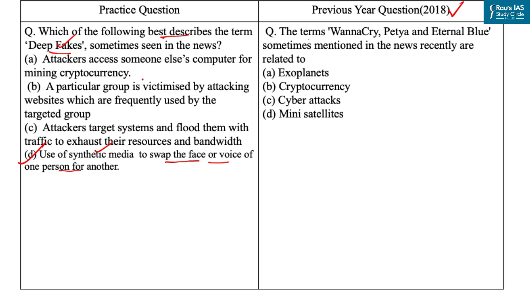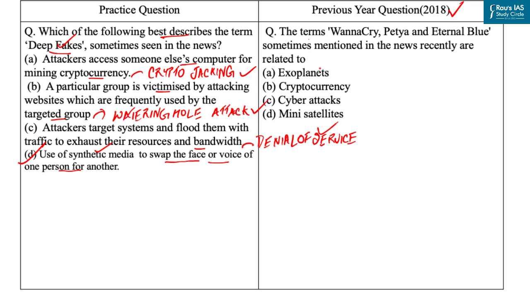Now let's see the other given options also. Attackers access someone else's computer for mining cryptocurrency. This is the explanation of the term cryptojacking. Next is a particular group is victimized by attacking websites which are frequently used by the targeted group. This is the definition of another important threat, that is watering hole attack. And the next option is attackers target systems and flood them with traffic to exhaust their resources and bandwidth. This is the explanation of the term denial of service attack. Now the answer of this PYQ is option C, that is cyber attacks.